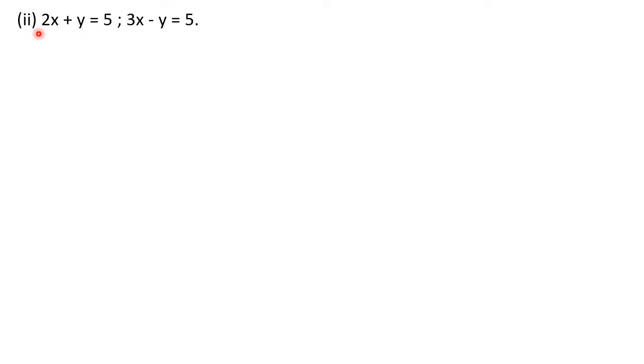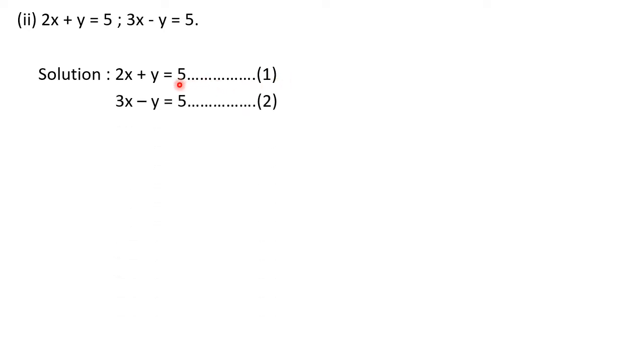Question number 2 here. 2x plus y is equal to 5 and 3x minus y is equal to 5. First of all, observe whether the given equations are in standard form or what. That is ax plus by is equal to c. Yes, both the equations are in standard form. So let's do the first step of numbering the equations as 1 and 2. So write down the first equation. 2x plus y is equal to 5. Number it as 1. And second one, 3x minus y is equal to 5. Number it as 2. So first step is done.